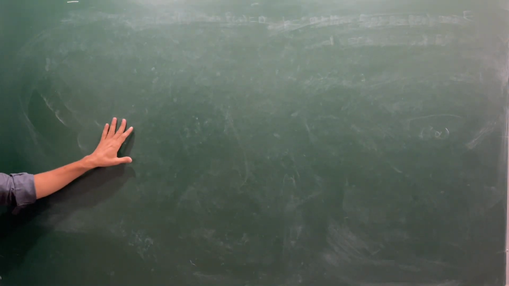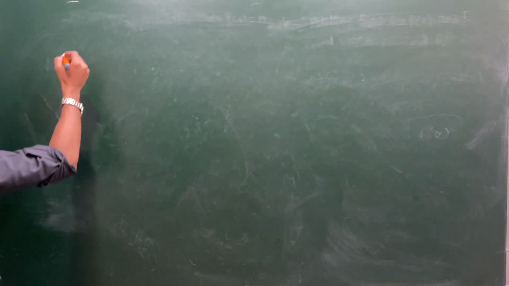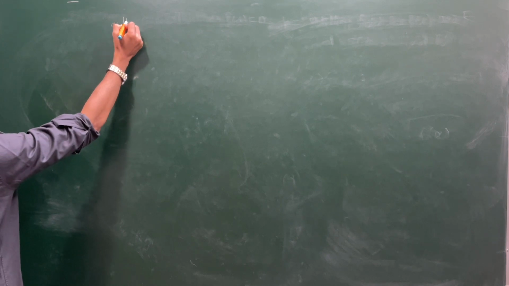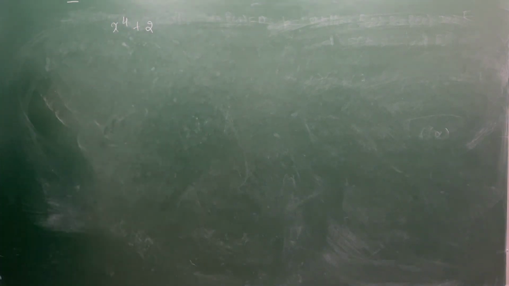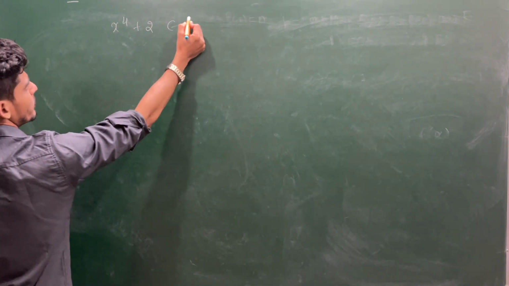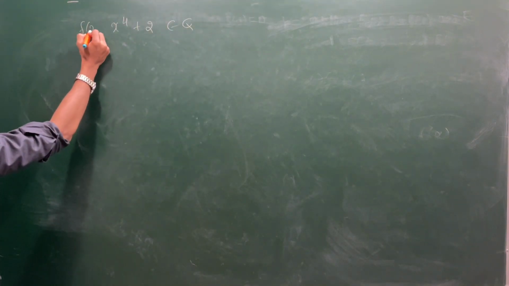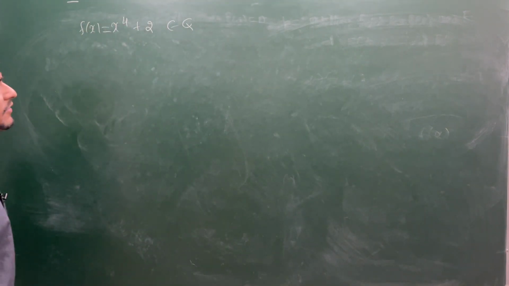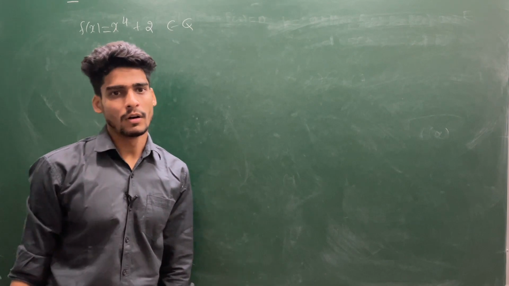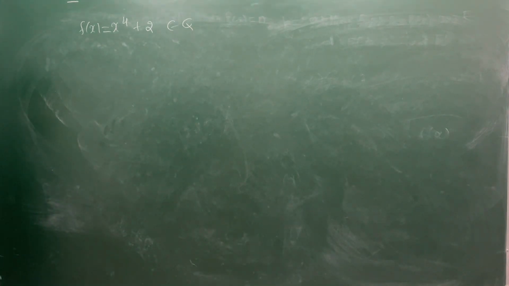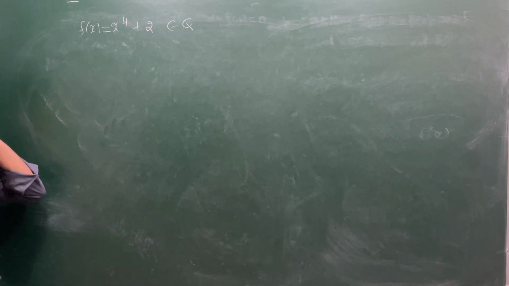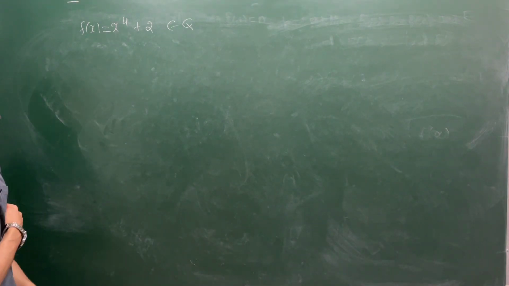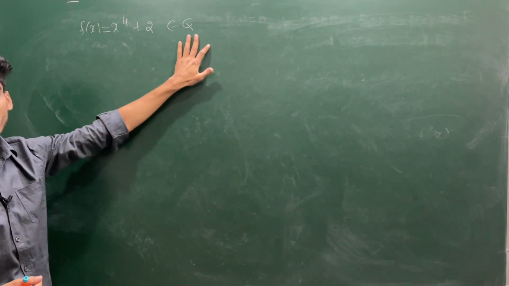Let me give you one standard example. X power 4 plus 2. This is defined over Q. And we are always interested to look for irreducible polynomials. So what can you say about the splitting field of this polynomial?